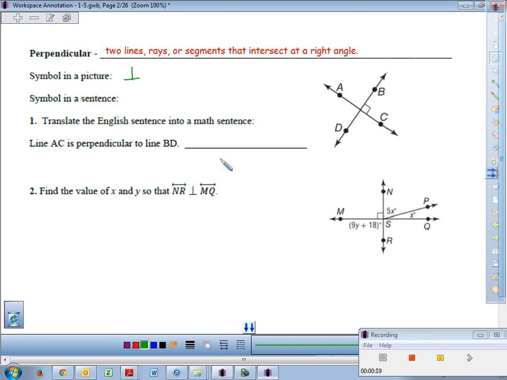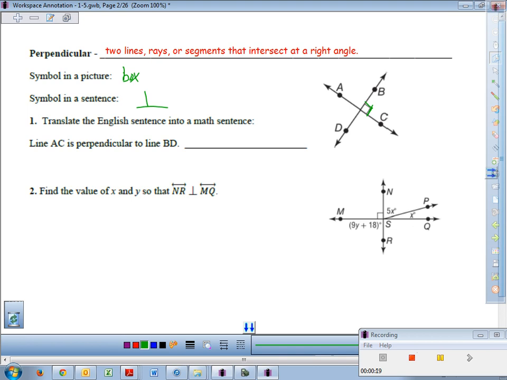Symbol in a picture? My bad. The symbol in a picture is the box, the right angle box. If you're in a picture, you see that symbol right there. The right angle box is that. Now, the symbol in a sentence, like in a math sentence, looks like this, an upside down capital T. Upside down capital T means perpendicular.